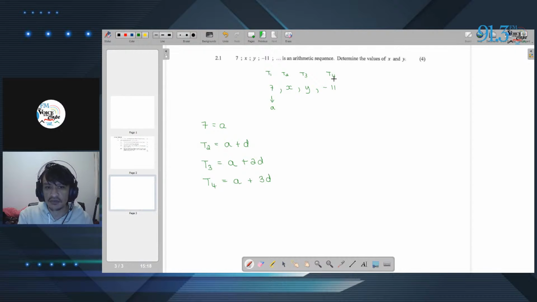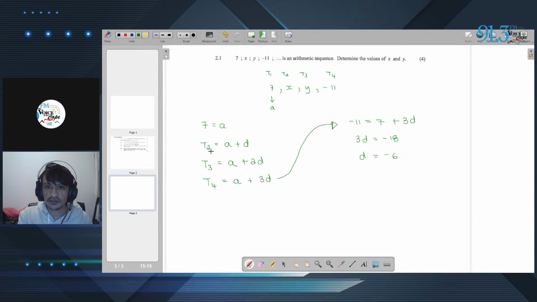If you look here, we have the value for term 4. So I can take this one over here and use this equation and say, okay, term 4 is equal to negative 11, and that equals a, which is 7, plus 3d. Now note how easy it is to find the difference. We just rearrange this equation, do some algebraic manipulation, and we get 3d is equal to negative 18. And here we find that d is then equal to negative 6. Okay, so now we have the difference.